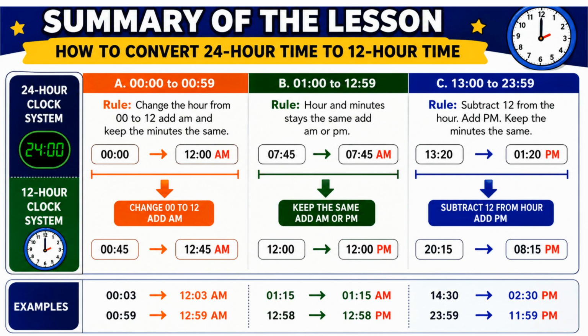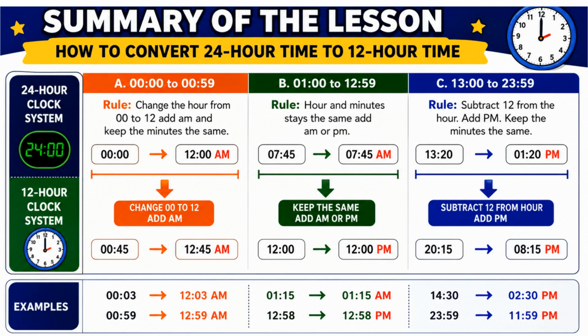Let's review the 3 simple rules for converting 24-hour time into 12-hour time. Rule A, 0 hours to 0059 hours. Change the hour from 00 to 12. Add AM and keep the minutes the same. For example, 0 hours becomes 12 AM. 0045 hours becomes 12:45 AM.